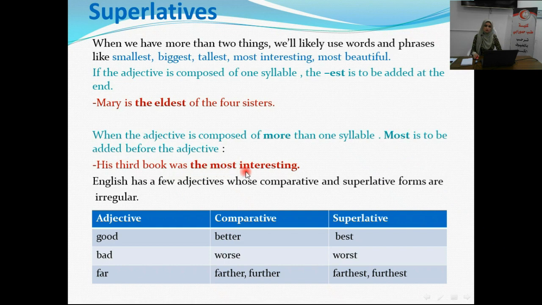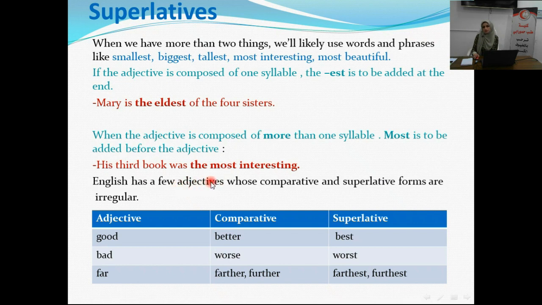His third book was the most interesting. Interesting here is an adjective composed of more than one syllable. We use most here to make the superlative degree of the adjective. As you know, for each rule there are irregularities. With this topic, we have irregularities also.